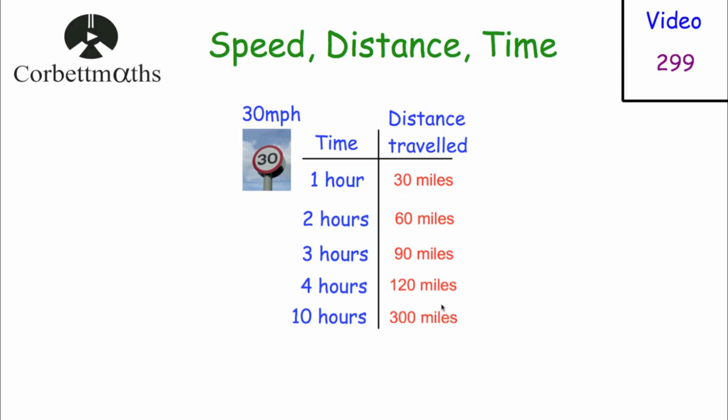And finally, if you know the distance you travel and the speed you're traveling, well, 300 divided by 30 is 10, 120 divided by 30 is 4, 90 divided by 30 is 3. So if you divide the distance by the speed, you get the time taken.